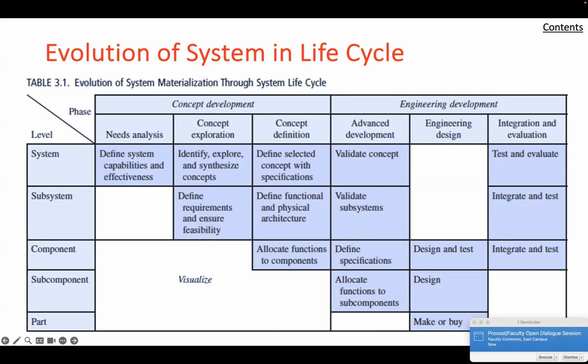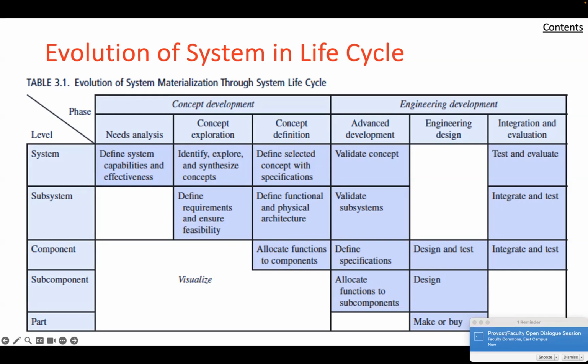The rows of the table represent the levels of a system subdivision, from the system itself at the top to the part level at the bottom. The columns are successive phases of the system lifecycle.